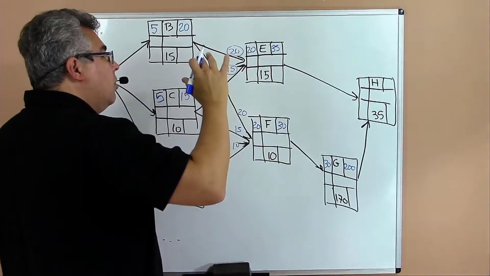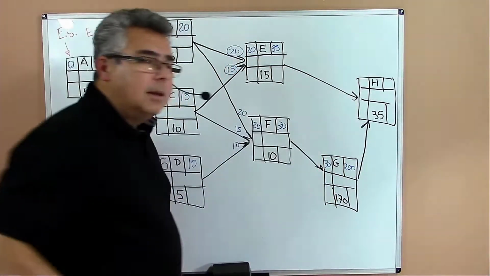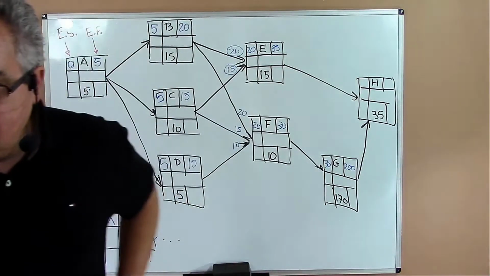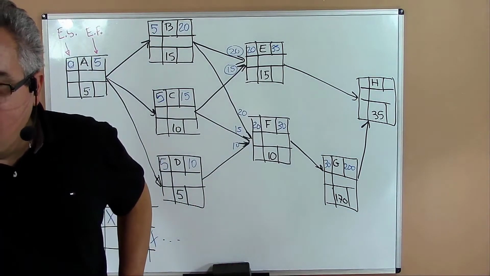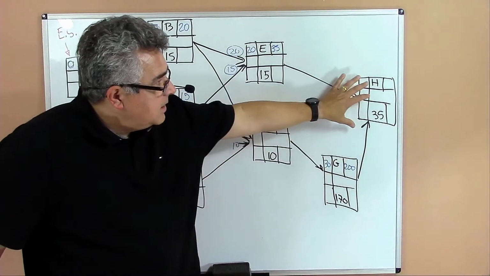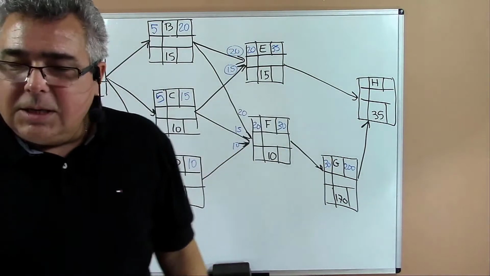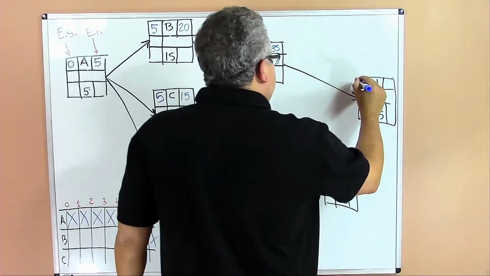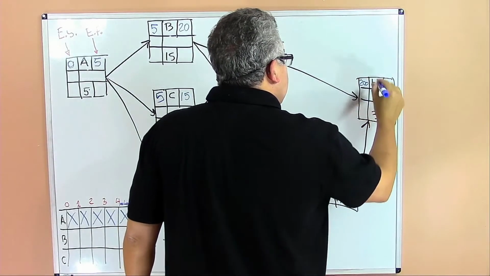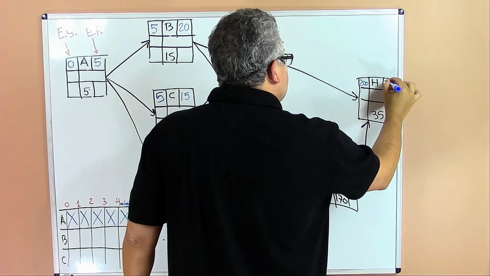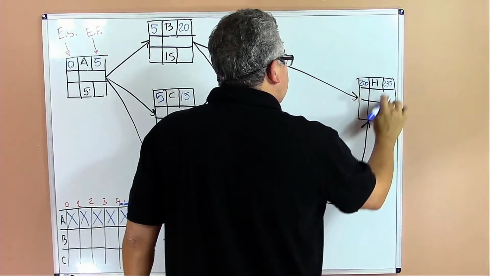And now we have H. When can I start activity H? Who knows? We have two activities that are preceding H, activity E and activity G. Yes, exactly, my good friends, 200. And now the end will be 245. 200 plus 35, 235.